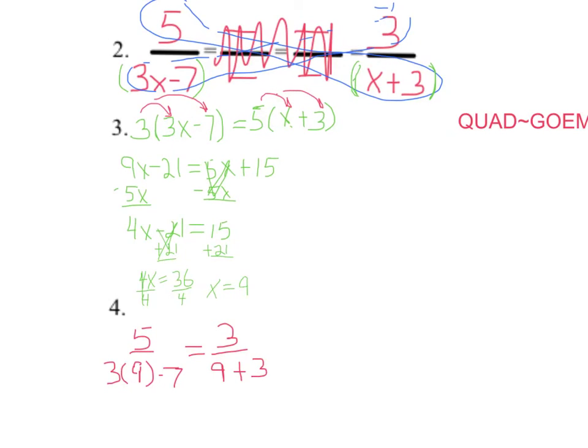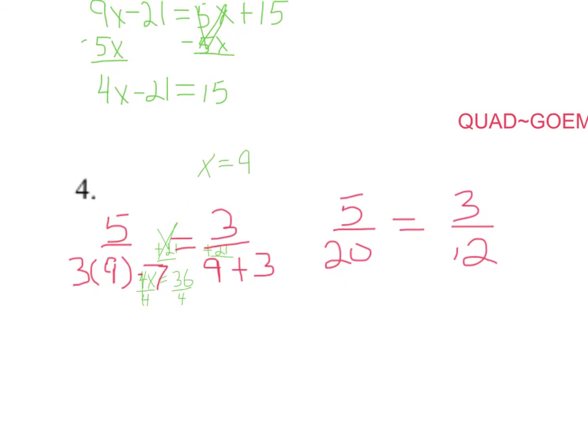By substituting our 9 in, we will end up with 5 over, what's 3 times 9 is 27 minus 7 is 20, and that will ultimately equal 3 over 12. Looks like if we reduce those, we end up with 1/4 over here and 1/4 over here, giving us similar ratios, ultimately making our similarity ratio 1/4.